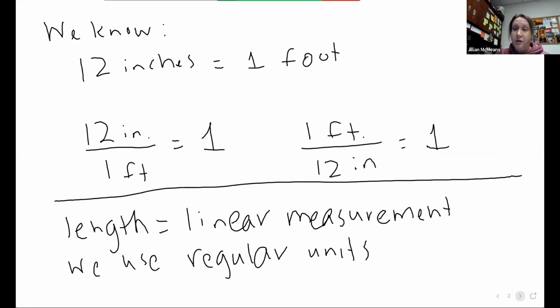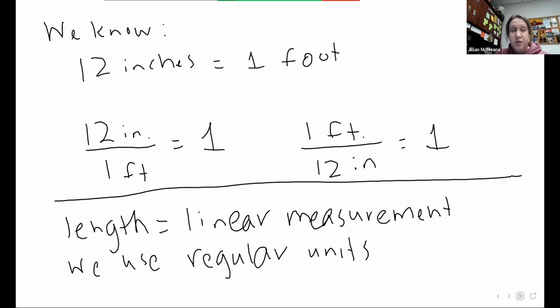So I could write two unit fractions: 12 inches divided by 1 foot. Again, 12 inches is the exact same length as 1 foot. So when you put 12 inches over 1 foot, that fraction has a value of 1. We could also write it as 1 foot over 12 inches. And I did tell you that when we're talking about length, we're just talking about a linear measurement, and we just use regular units.